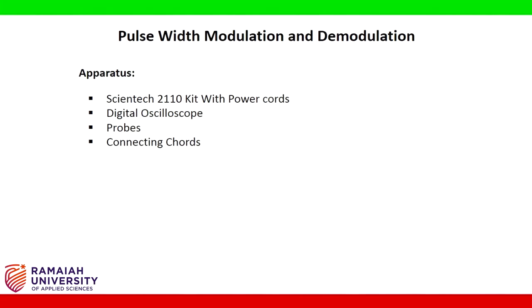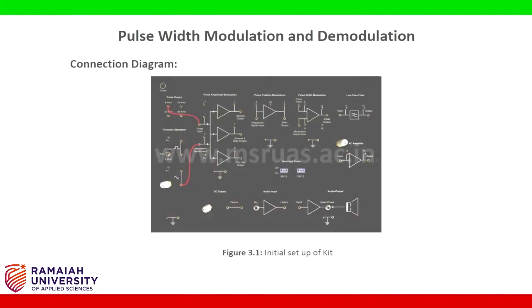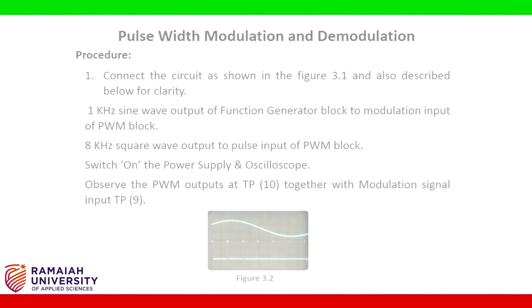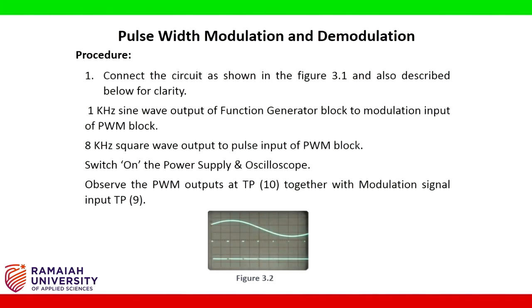The apparatus required are Syntec 2110 kit with power cords, digital oscilloscope, probes and connecting cords. The connection diagram is as shown. Procedure is: connect the circuit as shown in figure 3.1 and also described below for clarity. 1 kHz sine wave output of function generator block to modulation input of PWM block. 8 kHz square wave output to pulse input of PWM block.